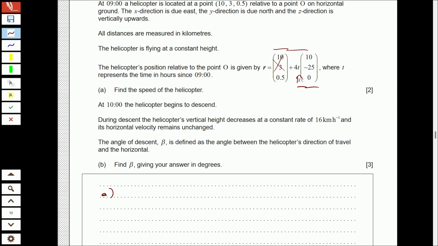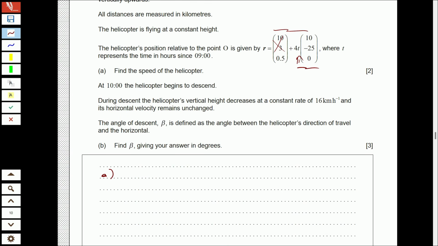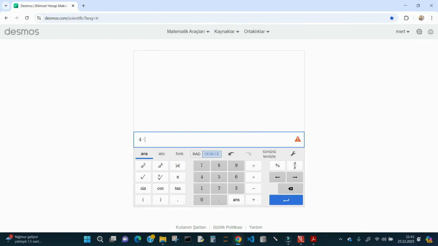So to find the speed, I will just find the magnitude of this vector. It's going to be 4 times the square root of 10 squared plus minus 25 squared plus 0 squared, equals 4 times the square root of 100 plus 625, or 4 times the square root of 725. Let's find this: 4 times the square root of 725 is about 108.